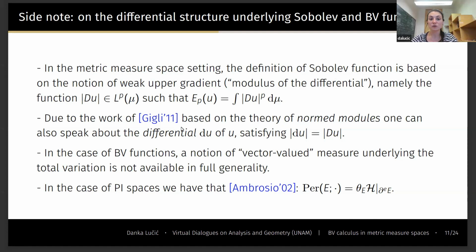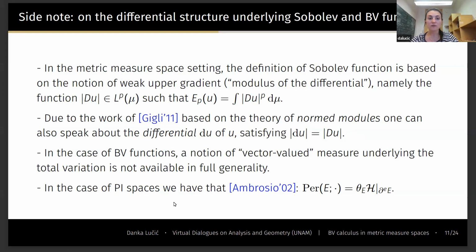Actually, due to the work of Gigli, we know that we can speak about the differential of a Sobolev function, whose modulus is precisely the weak upper gradient. This is true for Sobolev functions, but in the case of BV functions, we do not have this vector valued calculus yet in full generality.